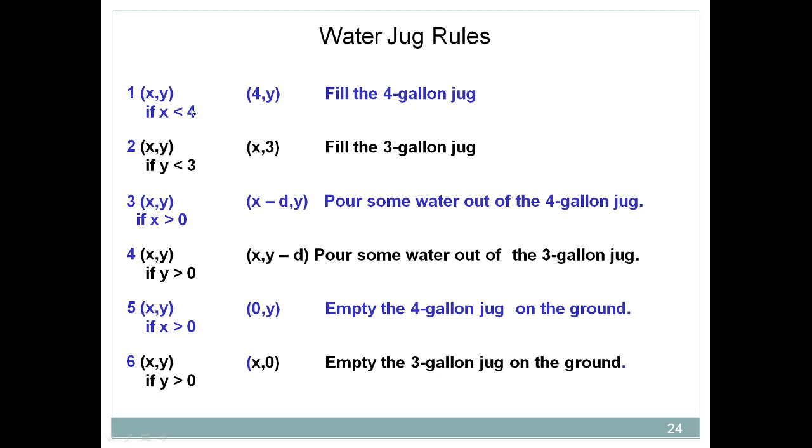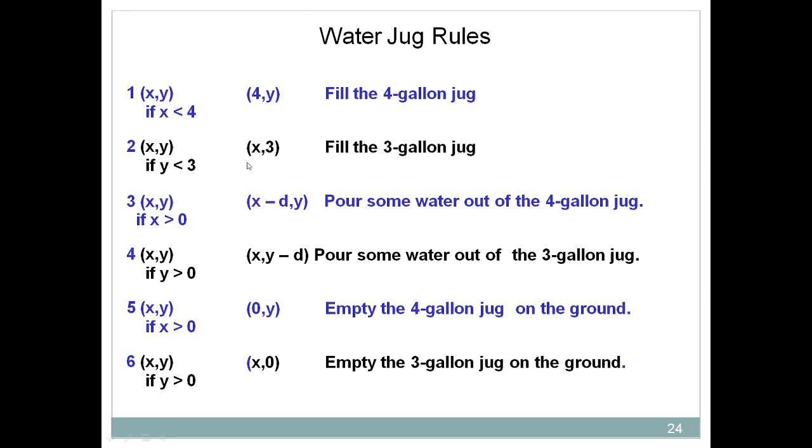Now similarly, you can specify rule number 2. Only in this case, what is our aim? Our aim is to fill the 3-gallon jug. Again (x, y), x will remain as it is, and the value of y is 3. And what is the condition? The value of y should be less than 3. Only when y is less than 3 can you fill the water. That's why specifying this condition is also important.